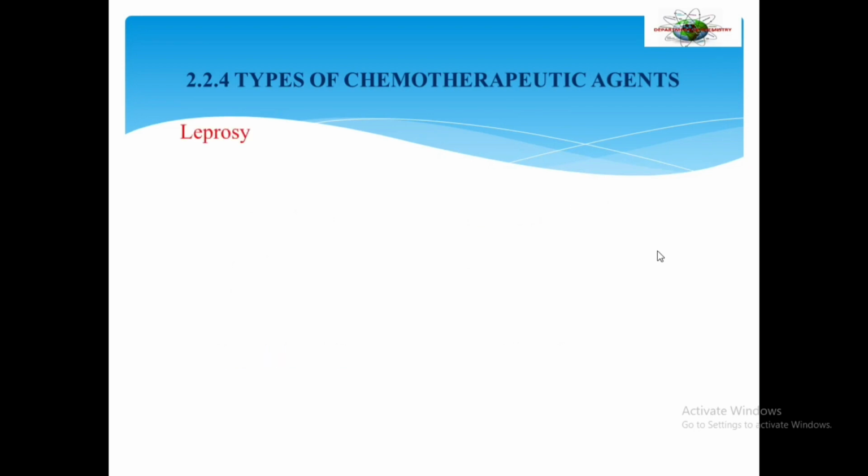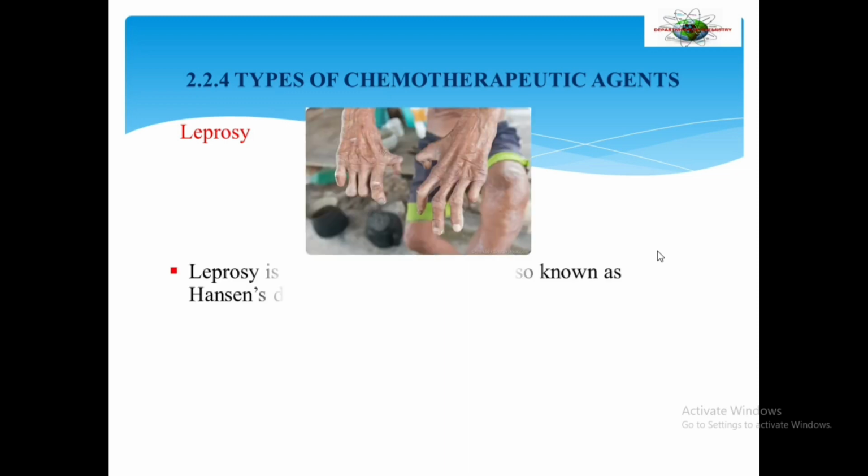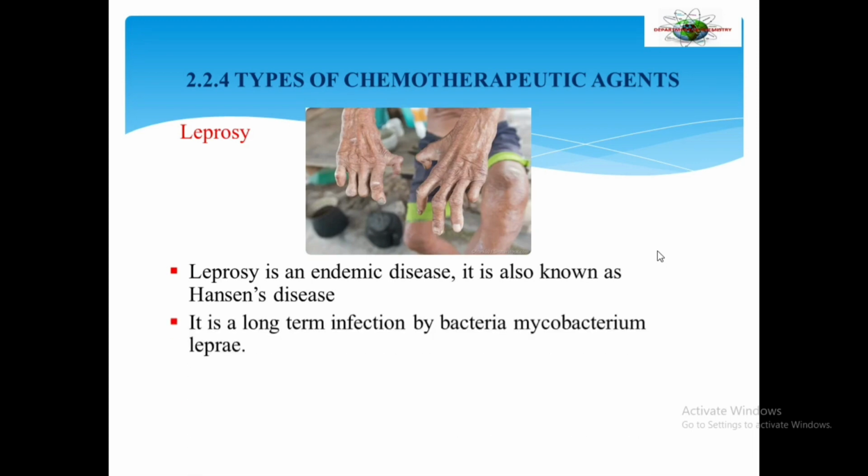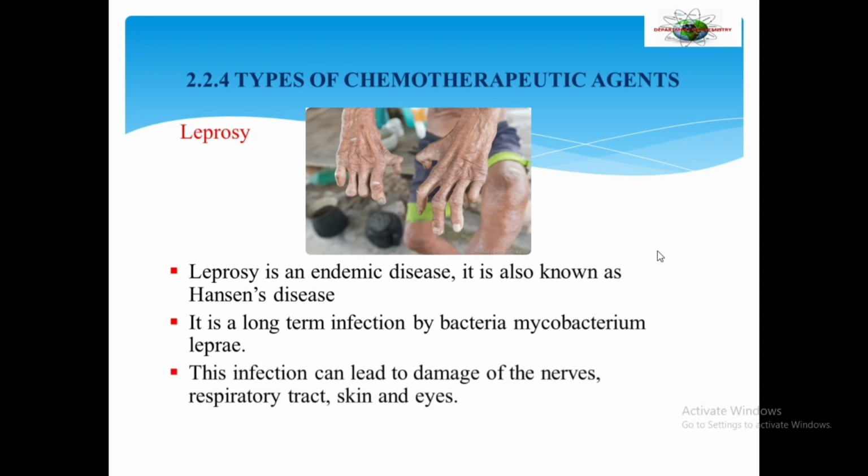The next type of chemotherapeutic agents are anti-leprosy drugs. Before going to the anti-leprosy drugs, we will see about leprosy. Leprosy is an endemic disease. It is also known as Hansen's disease. It is a long-term infection by the bacteria Mycobacterium leprae. This infection can lead to damage of the nerves, respiratory tract, skin, and eyes.